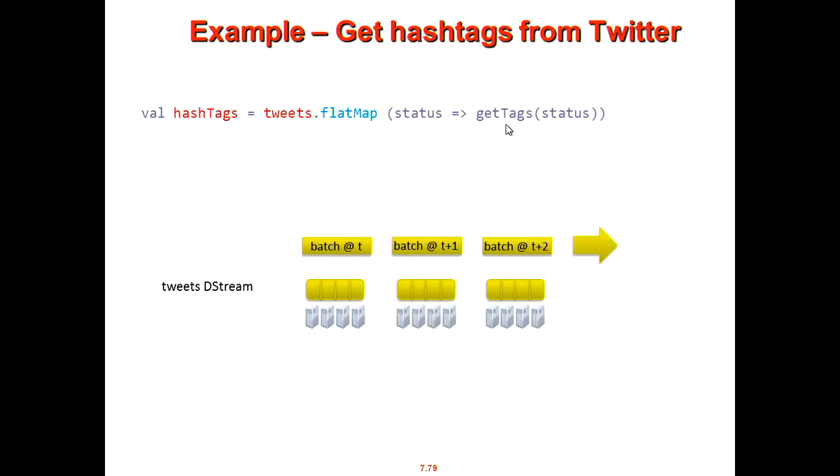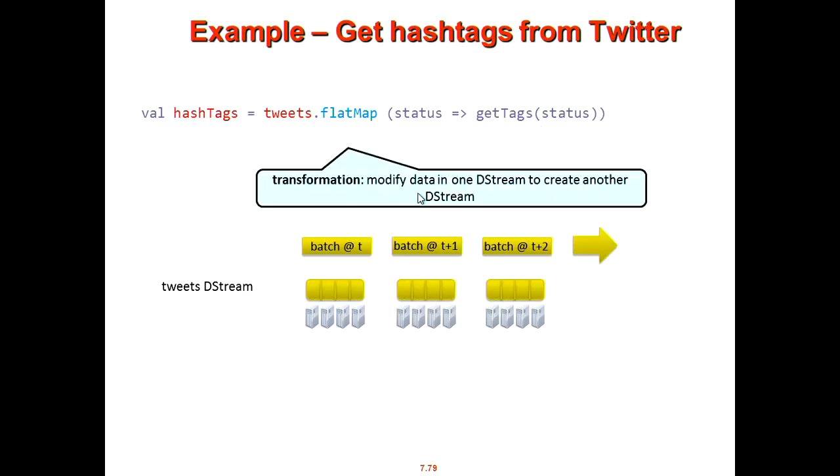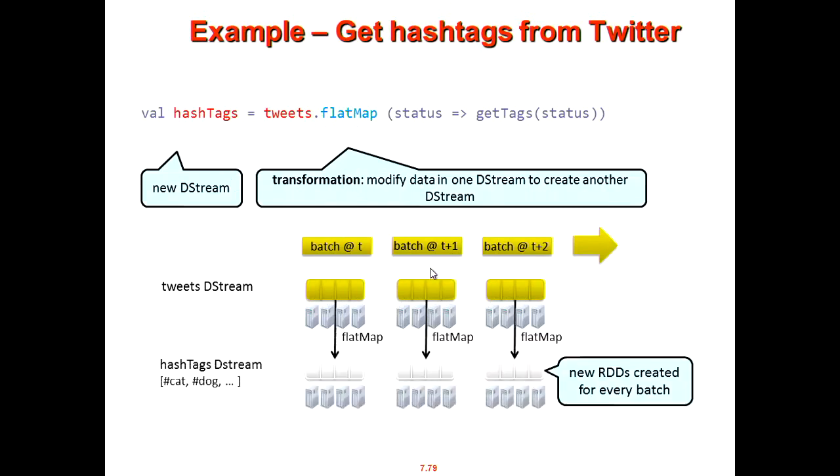We get the status, and get the hashtags from the status. This flatMap will be applied to each batch. This is the previous DStream, and now we get a new DStream. This new DStream is used to store the hashtags. Previously it was the tweet stream, and now it is the hashtag DStream. We have new sequences of RDDs.